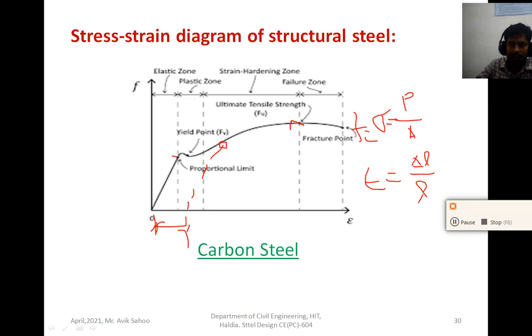Here we are getting the ultimate strain. After reaching the ultimate strain, the stress strain diagram falls downward, and finally the rupture occurs. So this is the rupture strain, this is the ultimate strain, and this one is the yield strain.